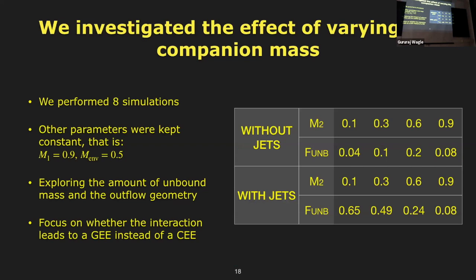So I investigated this possibility. I tried several different companion masses. The primary was kept the same. We have a primary of 0.9 solar mass and an envelope of 0.5 solar mass, and different companions. And I found that for the lowermost companion mass, the jets are the most efficient. You can see that for the 0.1 companion, we unbind most of the envelope with jets. And also the evolution is more of a grazing instead of a plunge into a common envelope.